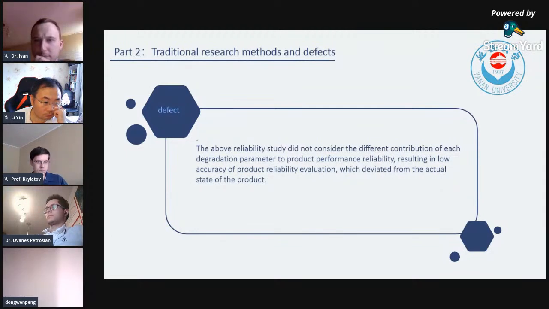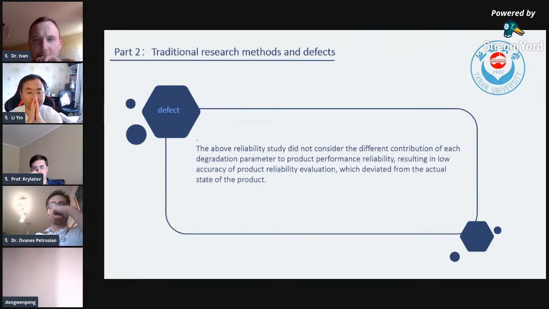Previous studies didn't consider the different contribution of diagnostic performance to product performance reliability, which results in low accuracy of product-related evaluation that deviates from the accurate state of the product.